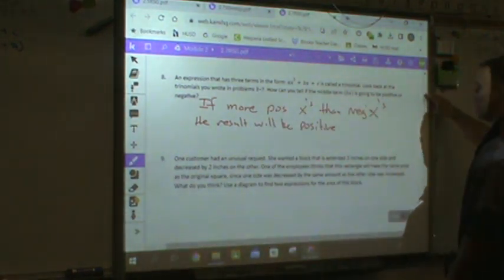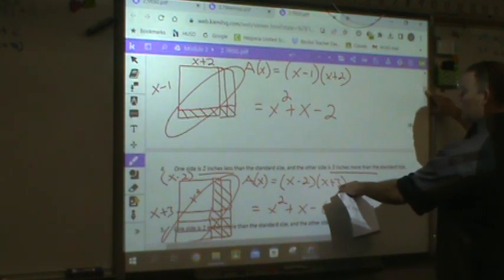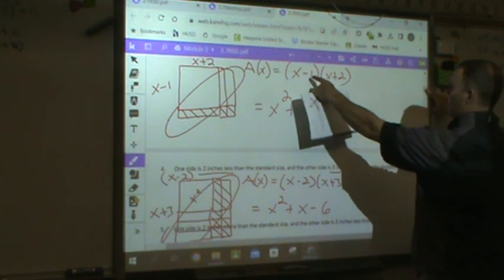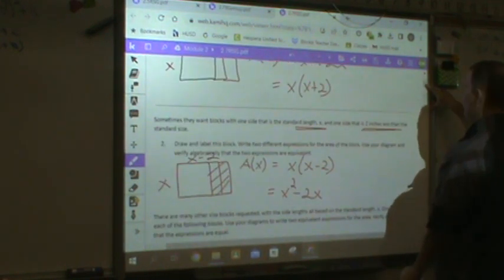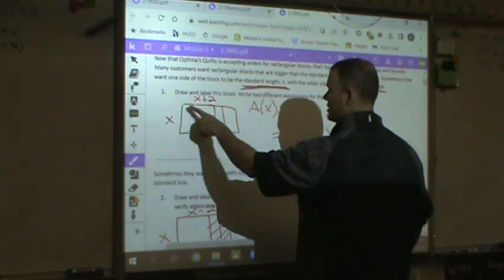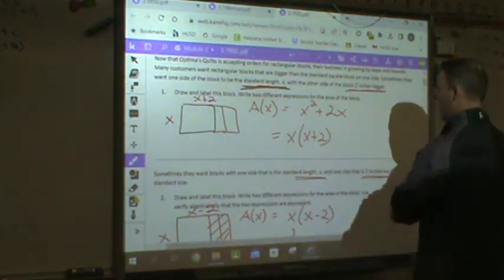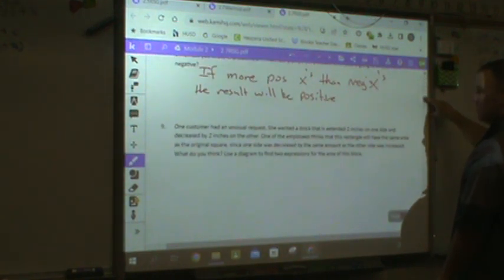So go back and look. Here, more positives than negatives. B is going to be positive. We go up before that. More positives than negatives. B is going to be positive. There was only a B value there. So that's how we were able to tell that.